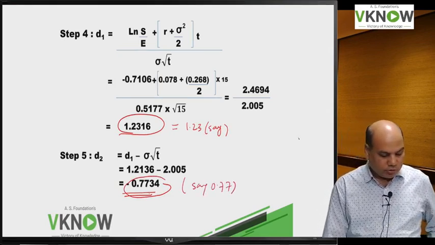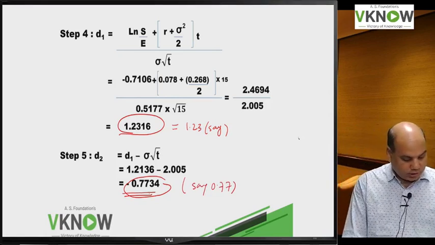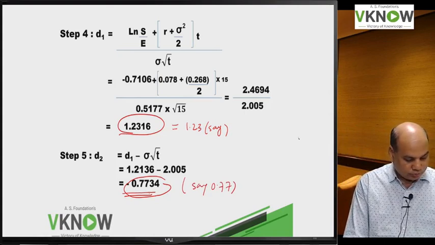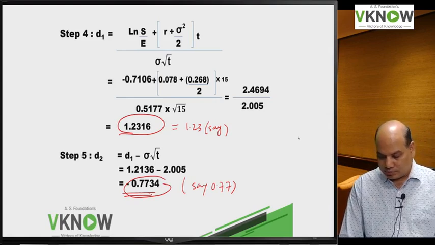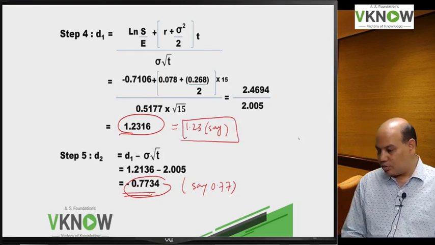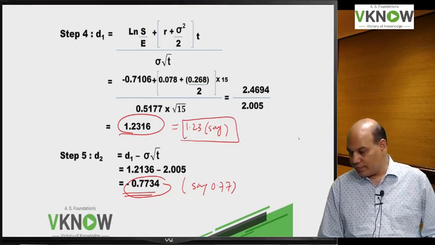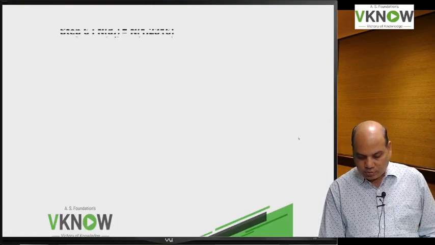See, the institute has not given in the original question the values of ND1 and ND2. They have not given you the normal distribution table also. So we will have to apply our own normal distribution table. Do you have a normal distribution table? If yes, please check the values of 1.23 and 0.77. Write down below.